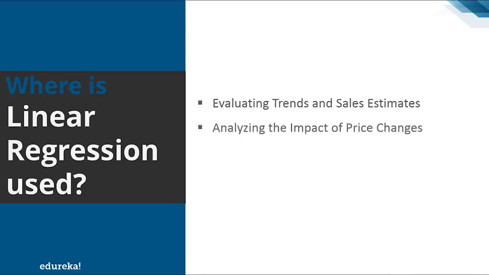Next is analyzing the impact of price changes. Well, linear regression can be used to analyze the effect of pricing on consumer behavior. For instance, if a company changes the price of a certain product several times, then it can record the quantity sold for each price level and then perform a linear regression with sold quantity as the dependent variable and price as the independent variable. This would result in a line that depicts the extent to which customers reduced their consumption of the product as the price increased. So this result would help us in future pricing decisions.